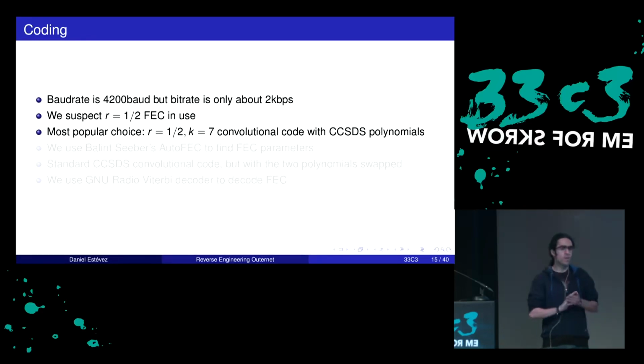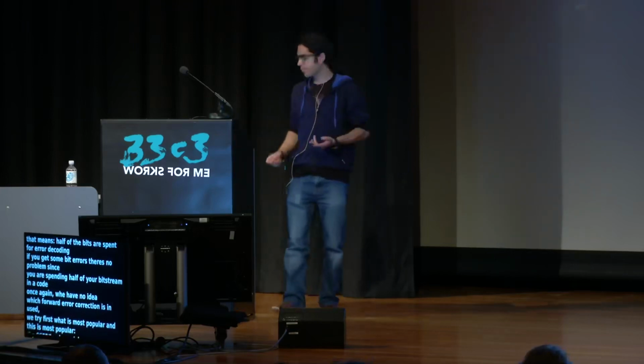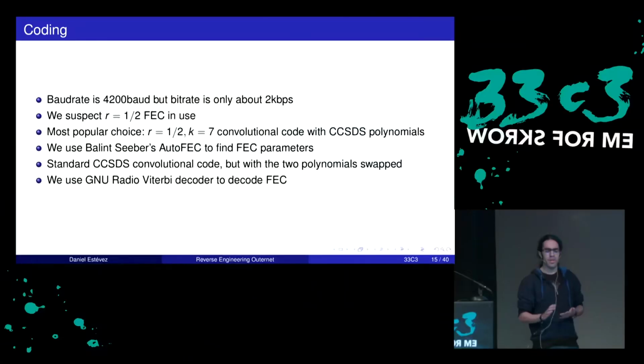So once again, we have no idea which forward error correction code is in use. We try first whatever is most popular, and this is really, really popular. It's used everywhere. The CCSDS convolutional code. It's a convolutional code used in amateur satellites, long-range space probes, Outernet as well. But there are some parameters, so this code has some variations. To find the proper parameters, there's a very nice tool from Balint Seeber. It's called AutoFEC.